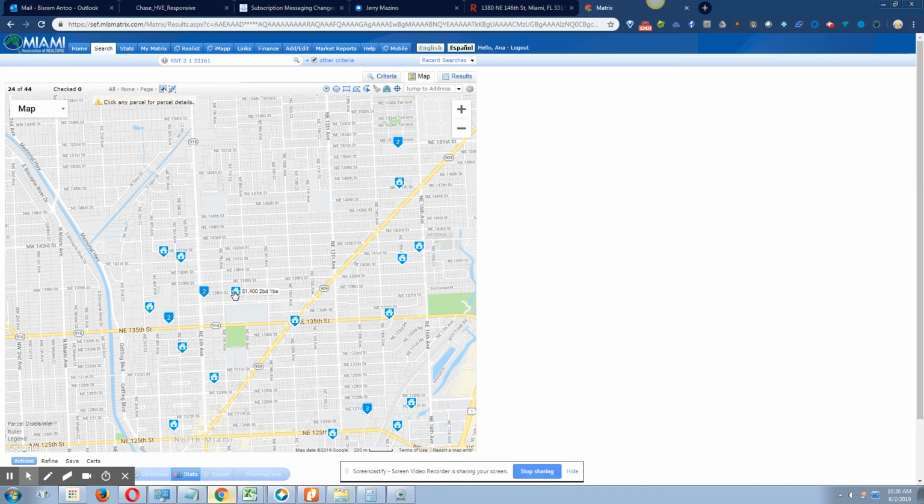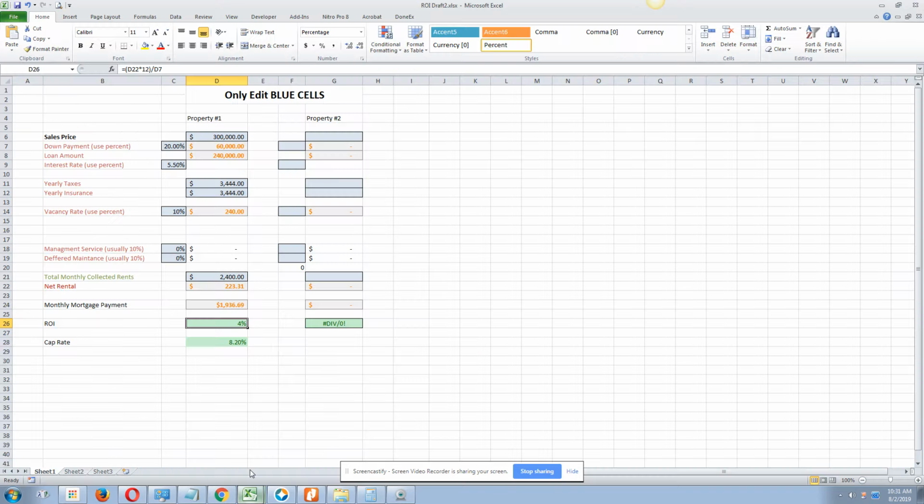So here we got a 2-1 that rented for 1,400. We got another 2-1 that rented for 1,300. Another a 2-2 for 14. A 2-1 for 15. These are closed, by the way, meaning that they did get rented. So you're looking at, I'm going to say $1,400 would be a good price.